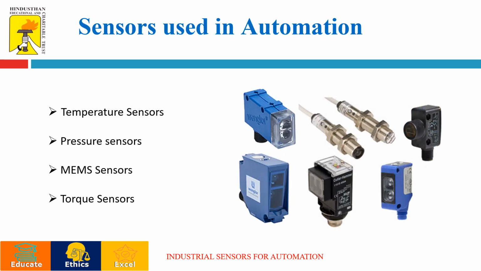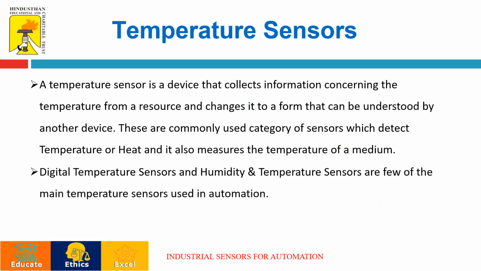The temperature sensors, pressure sensors, MEMS sensor and torque sensor are the important sensors used in automation. These four sensors play a major role in the automation industry. First we are going to discuss the temperature sensor. As is clear from the name itself, it senses the temperature, and we need to interpret this temperature and use it as a parameter for different purposes. For that we use the temperature sensor.